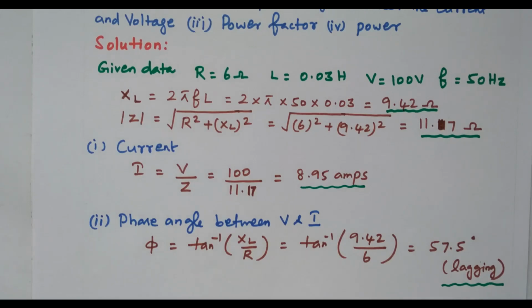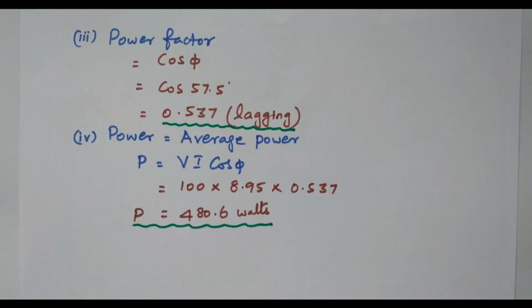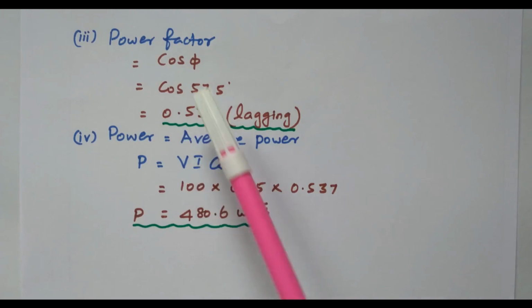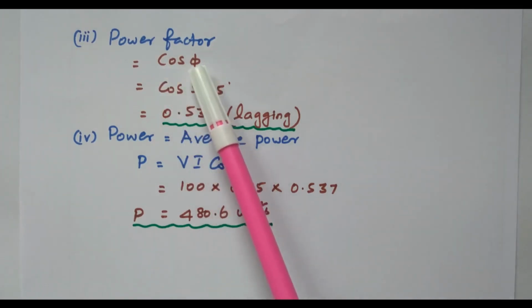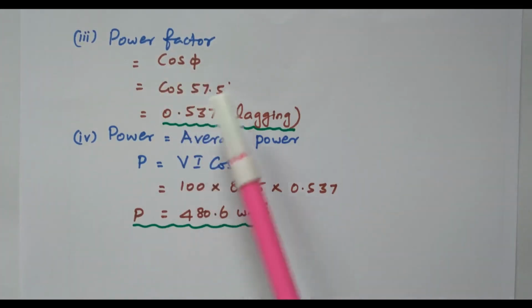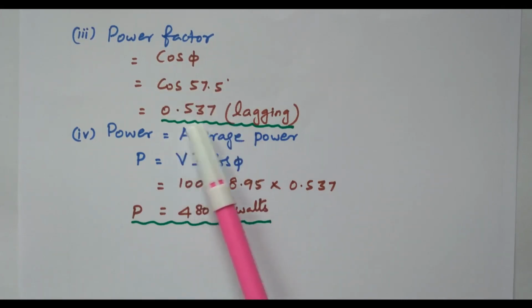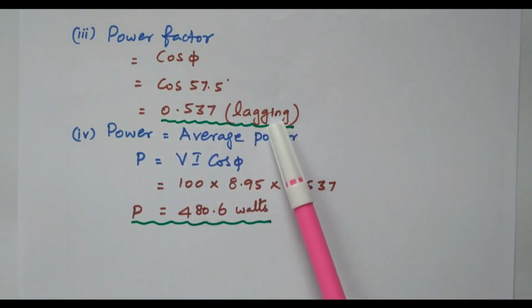Now we'll find the power factor. Power factor is cos phi. The phi value we calculated 57.5 degree. So cos 57.5 degree is 0.537 lagging. So here also lagging due to inductance.